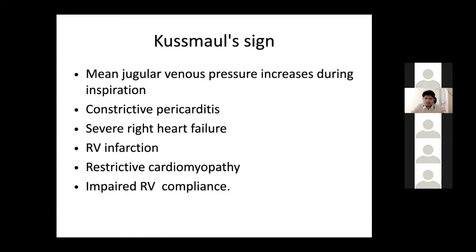On inspiration, in cases of CCP, because the pericardium is thick, in RVMI, because the RV is dysfunctional, or other cases of RV dysfunction, and restrictive cardiomyopathy, because there is a restriction in the filling of the RV, these are the cases where the RV cannot take the blood. So instead of going to the RV, the blood goes from the RA into the SVC, and so the JVP increases. The paradoxical rise in JVP with inspiration is known as the Kussmaul sign. As I already discussed, constrictive pericarditis, RV dysfunction, right heart failure, RVMI, and restrictive cardiomyopathy are the causes of Kussmaul sign.